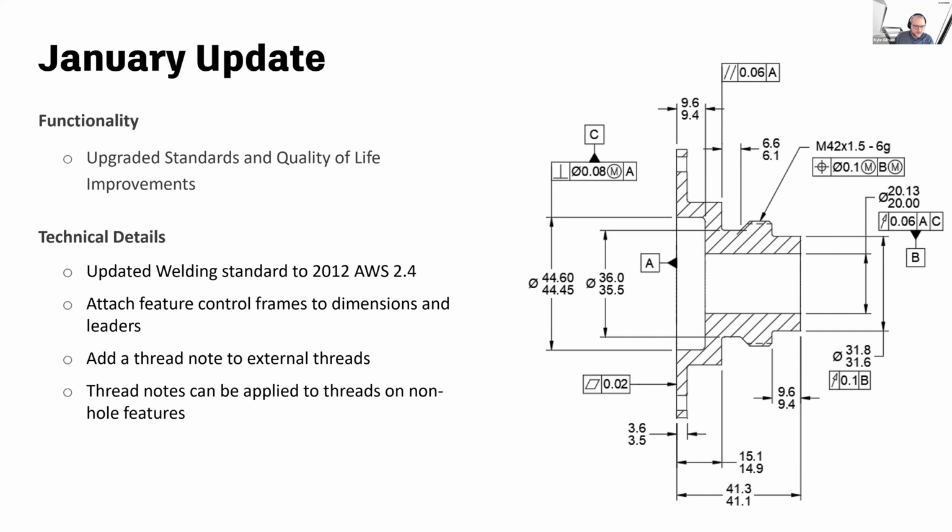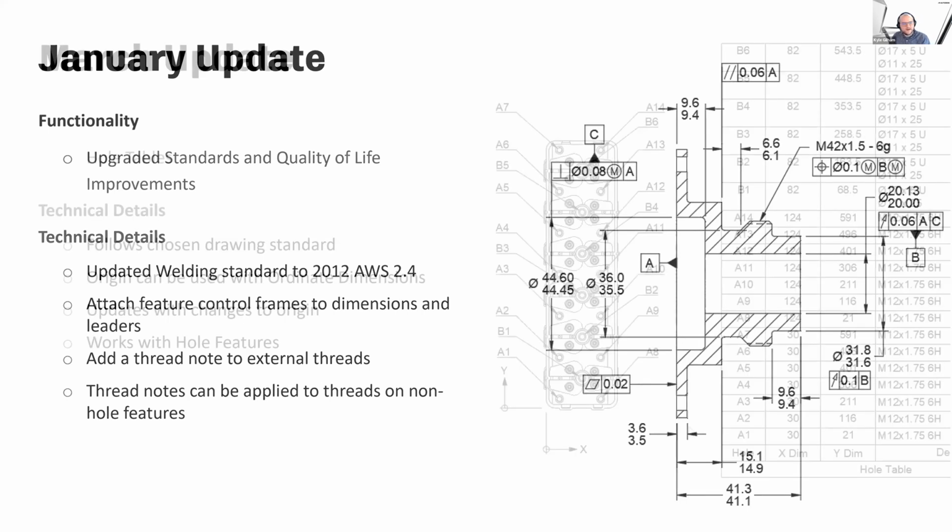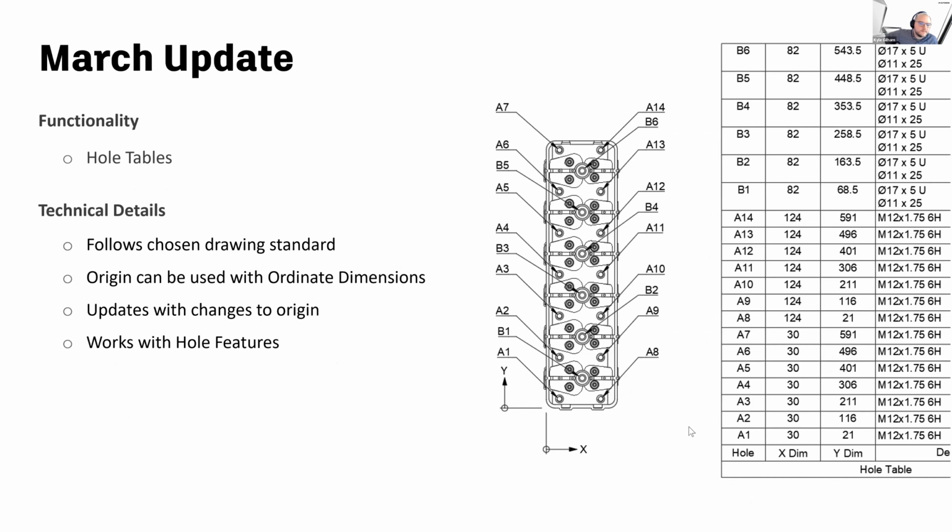Next, we got to March, and March was another where they added a couple of really big items that were really nice to have. The first was the ability to have hole tables. Again, it shows that not only are they adding the functionality that people are asking for, but they're going a little bit above and beyond to make it that much easier to use. The first thing you'll notice is a hole table like you would use in other CAD projects. People have been asking for it for a while.